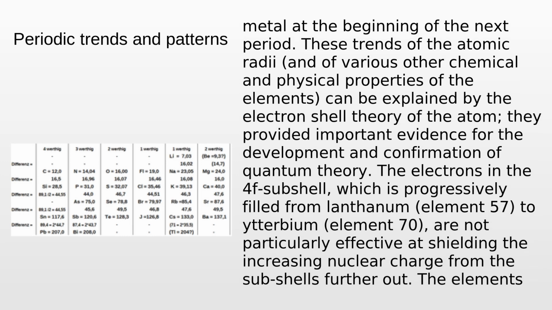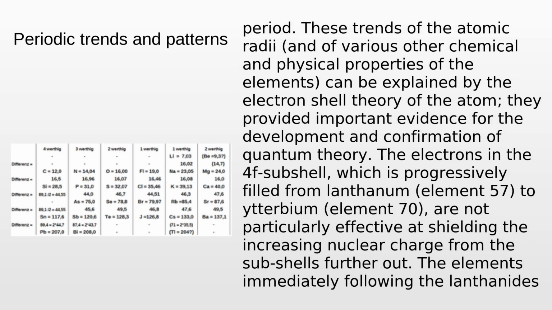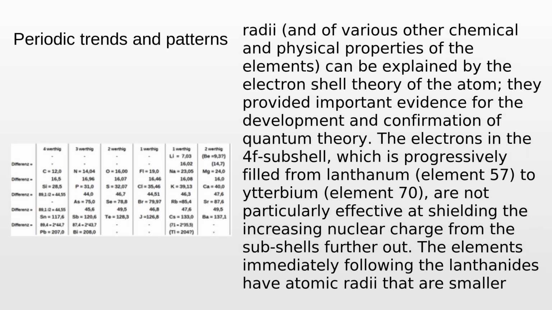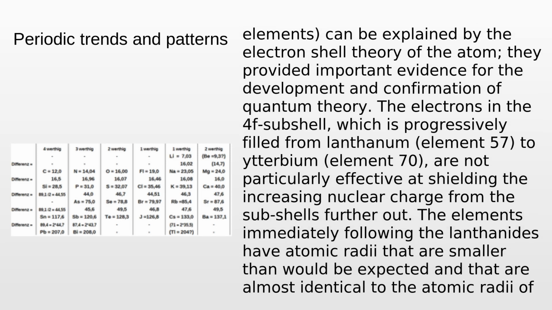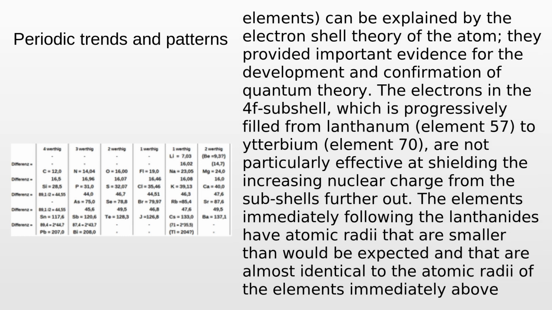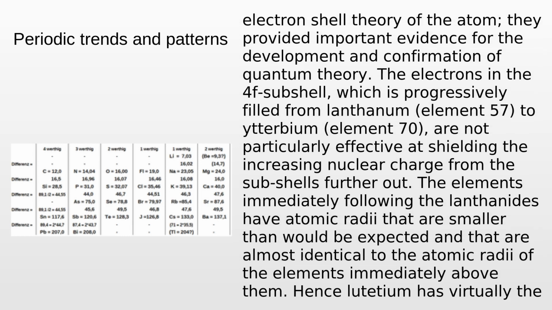These trends of the atomic radii, and of various other chemical and physical properties of the elements, can be explained by the electron shell theory of the atom. They provided important evidence for the development and confirmation of quantum theory.